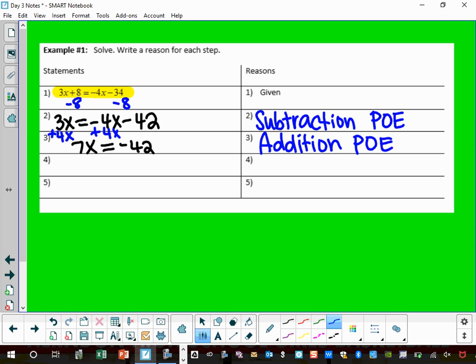Addition. All right, Brian, what do I do from here? Divide. Divide by 7. So now I'm left with x equals negative 6. All right, what's that property, Brian? Division property of equality.